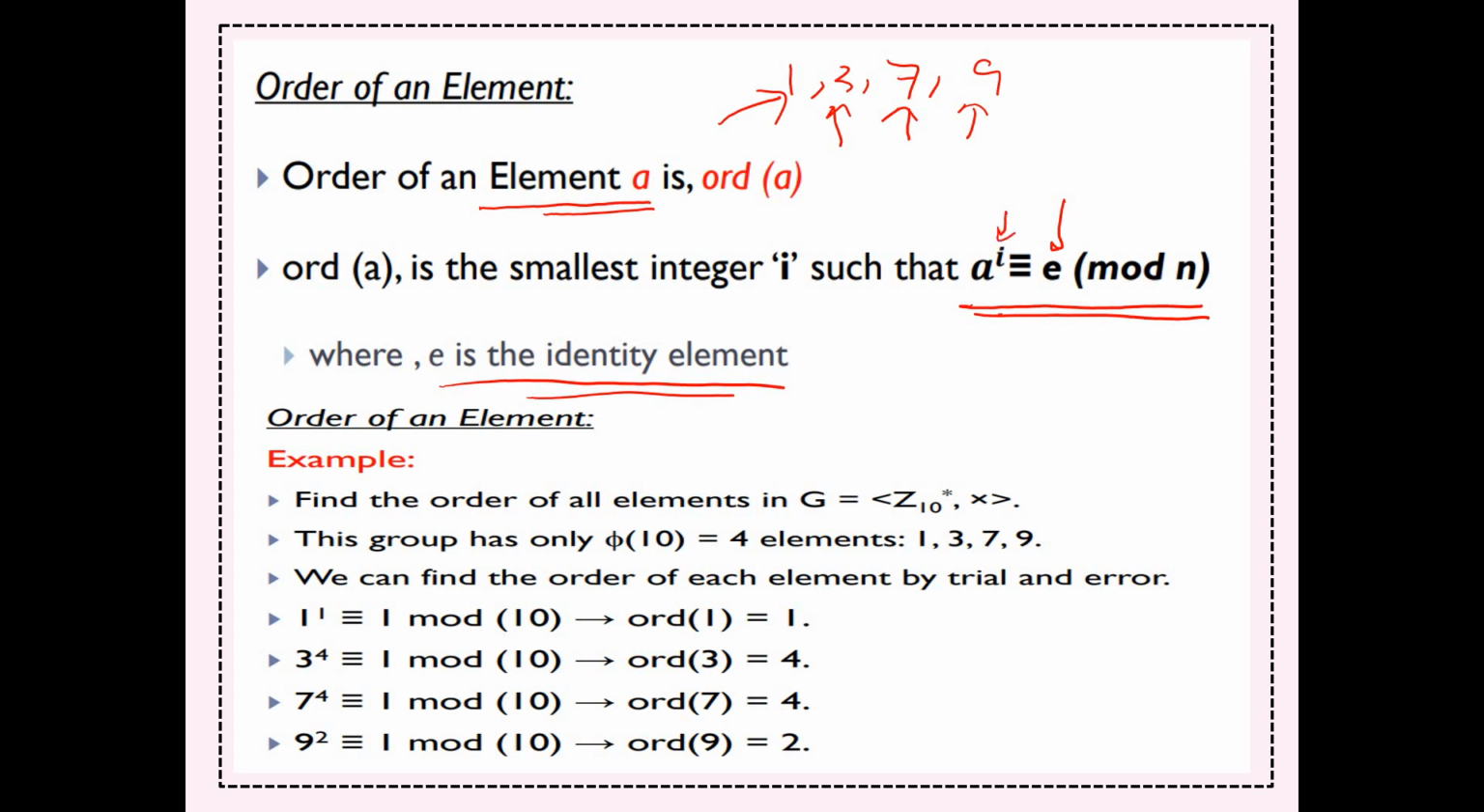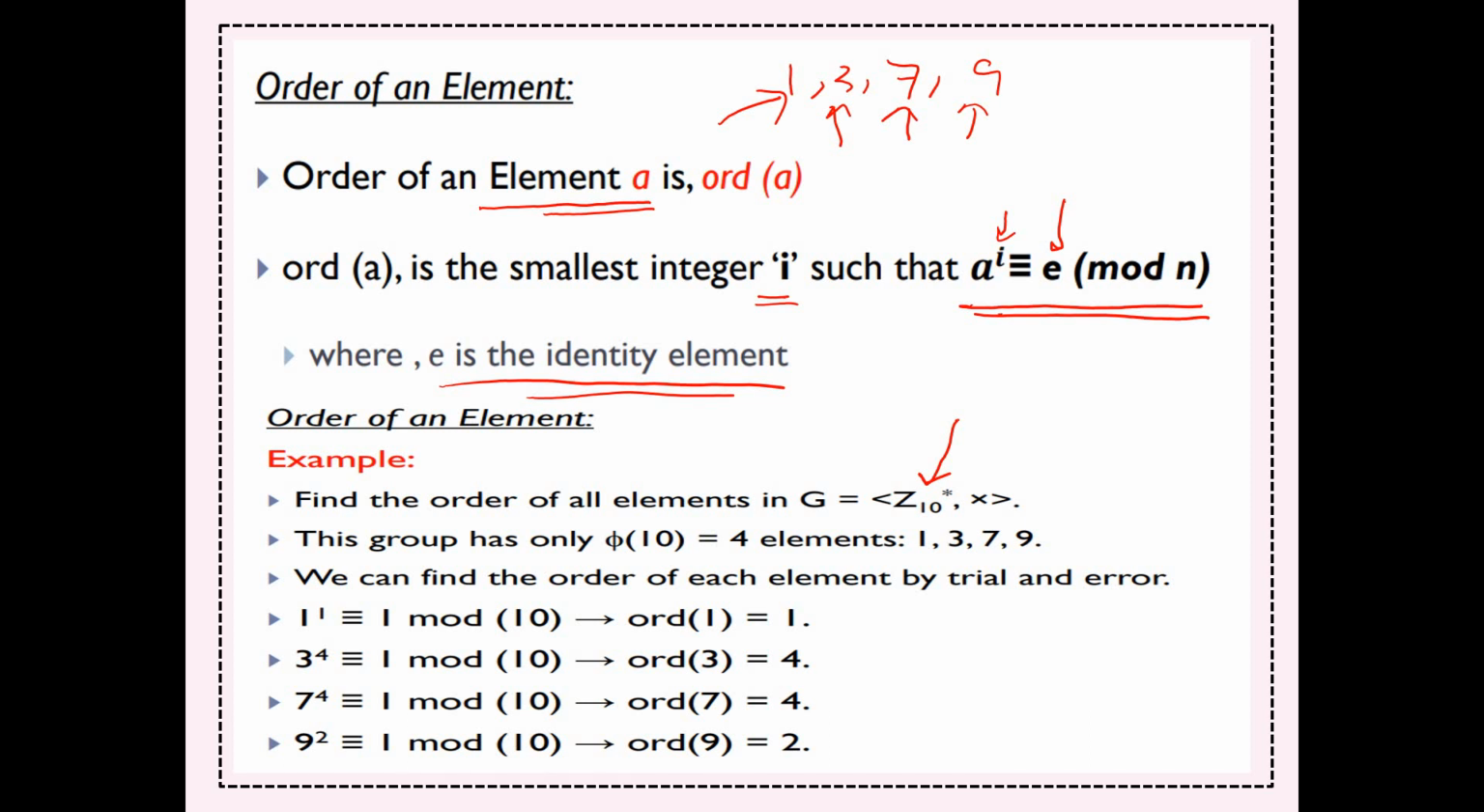So the order of a is the smallest integer i such that this equation holds true. Now how it is computed, you observe here. We have taken an example of Z10 star, which means the multiplicative group Z10 is what we have considered. So the base is 10.